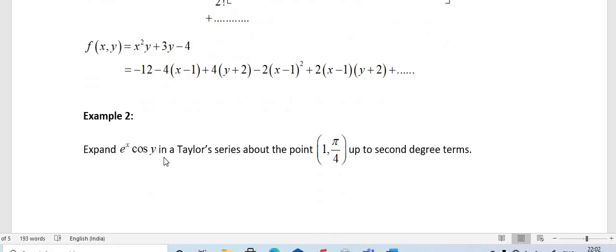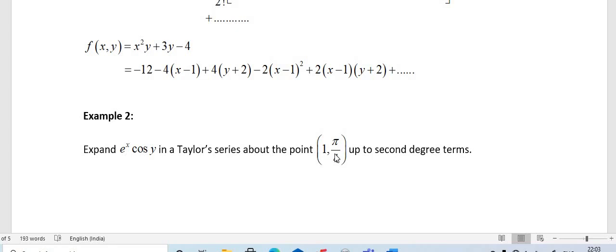Expand e power x cos y in a Taylor series about the point 1 comma pi by 4 up to second degree terms. Observe, here you are going to get Taylor's polynomial, because the question itself contains up to second degree terms. What is the difference between polynomial and expansion? Here we got dotted lines, that is Taylor's expansion. Here we didn't get dotted lines because they only asked up to second degree terms. So, third degree terms we are not going to find out.